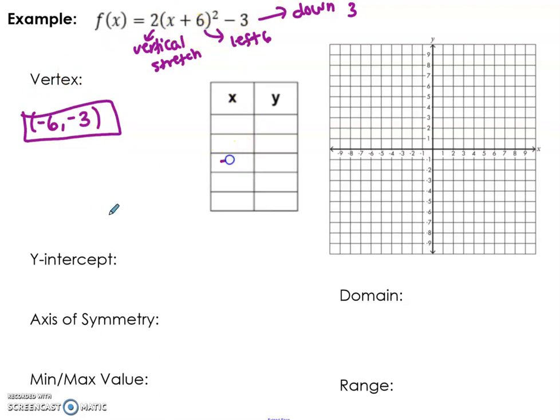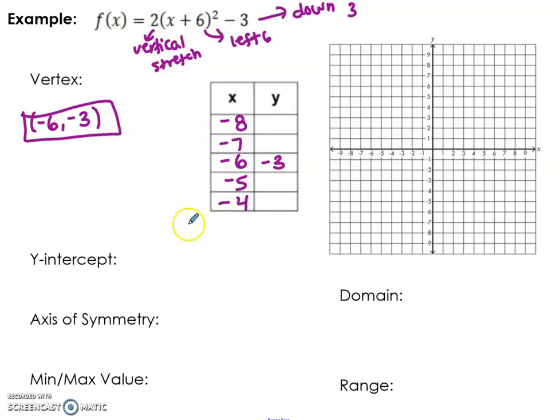Since we know negative 6, negative 3 is our vertex, we'll put that in the middle. And then we're going to pick x's that are on each side of this vertex point. So I'm going to pick negative 7 and negative 8, and then negative 5 and negative 4. Again, we're going to plug them into this equation for x. So I'll just do the first one really quick.